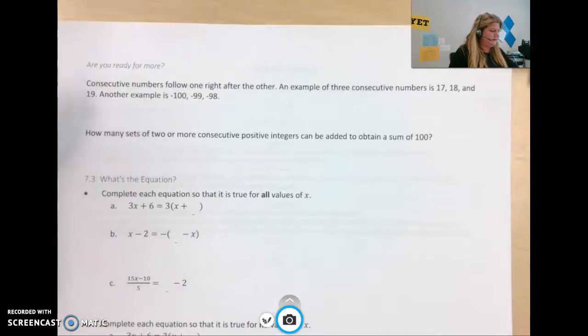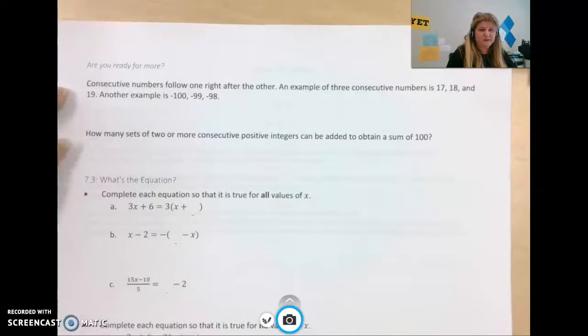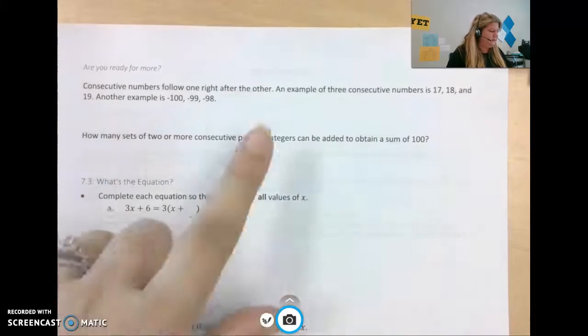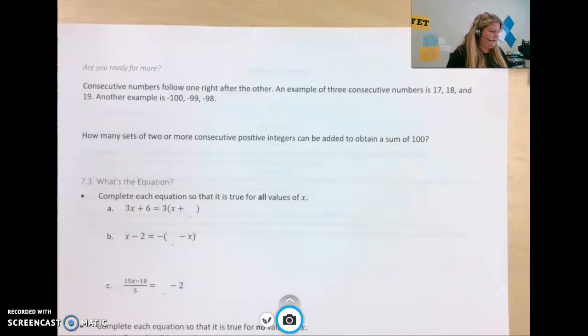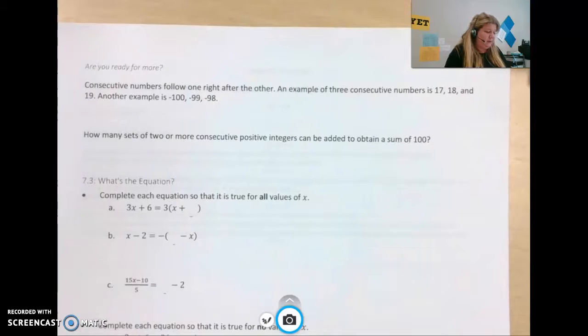So this next section talks about consecutive numbers, which we have talked about several times at this point. This is just the definition, and then how many sets of 2 or more consecutive positive integers can be added to obtain a sum of 100. So the purpose of this is just to see how many solution sets are possible when it's none or all solution sets. So I don't love this question.